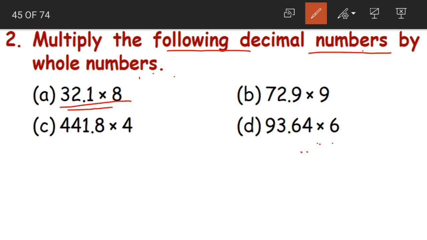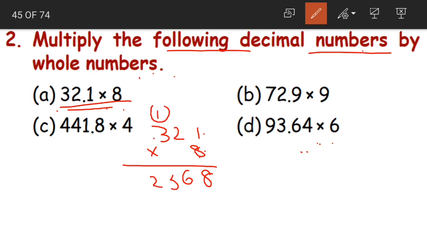If you take the first one, for example, 32.1 into 8. Consider them just as whole numbers and multiply. 8 ones are 8, 8 twos are 16, 6 here 1 carried, 8 threes are 24 plus 1, 25. Now this is our product. After finding out the product, we have to place the decimal point. Now how many decimal places do the numbers have? We are having only one decimal place. So we will place our decimal point after one digit from the right.